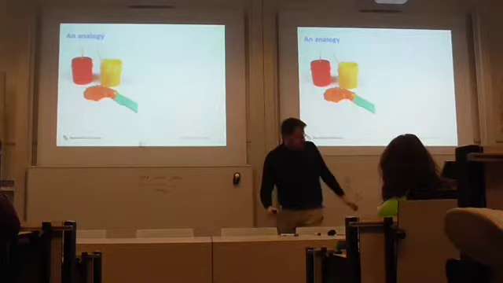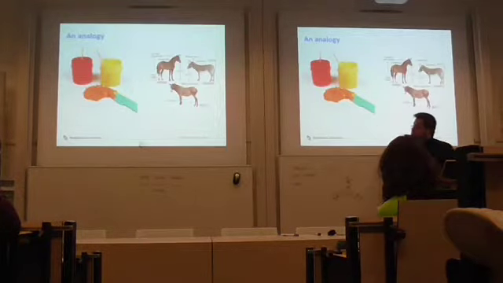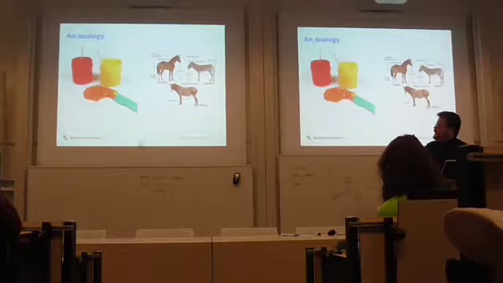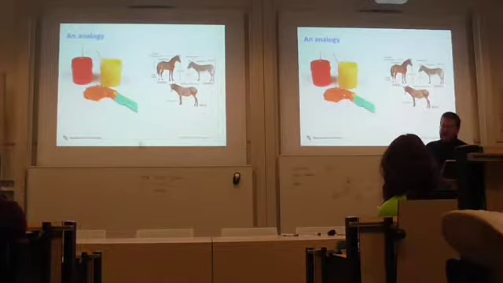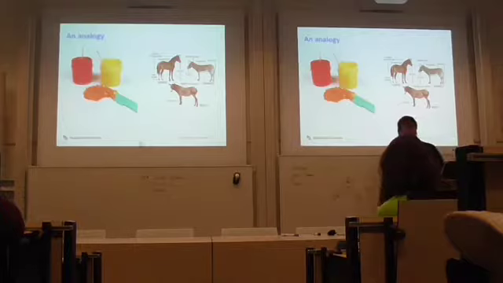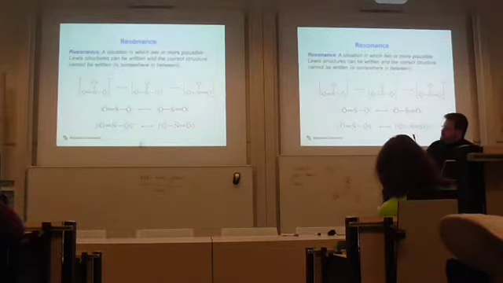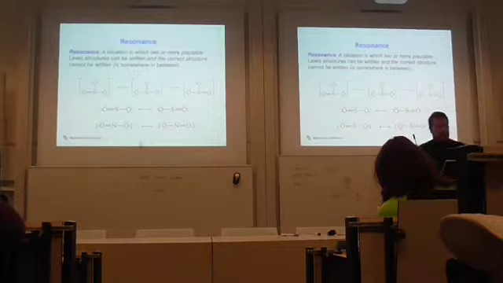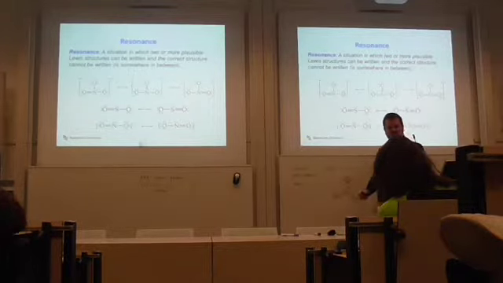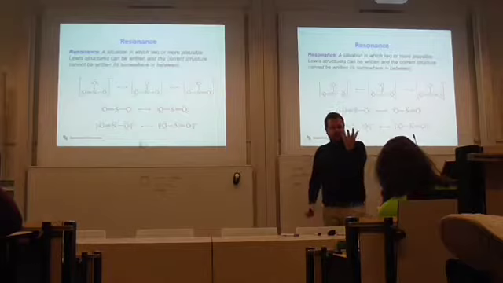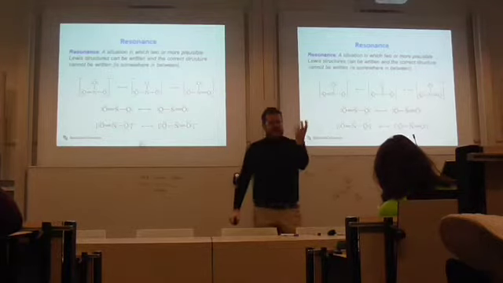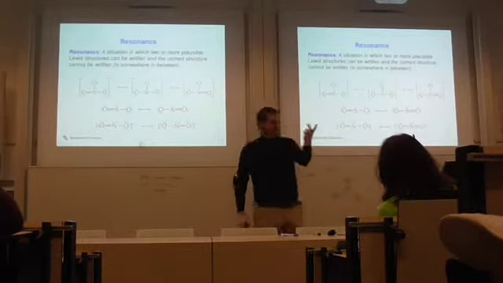Another analogy is a mule, right? If you cross a horse and a donkey, you get this guy here. A mule is a combination of a horse and a donkey. It is the resonance of those two animals. And so NO3 minus is a resonance of these three animals fused together. Yes, so the way to understand a nitrate ion is that it has characteristics of all three of those.